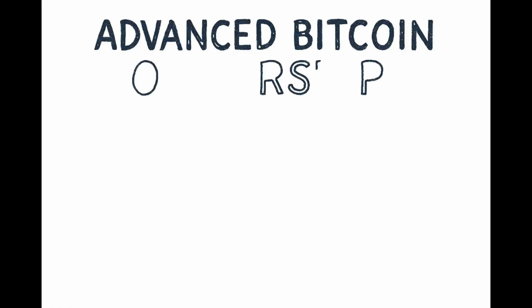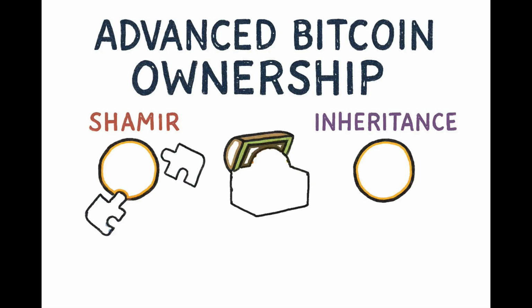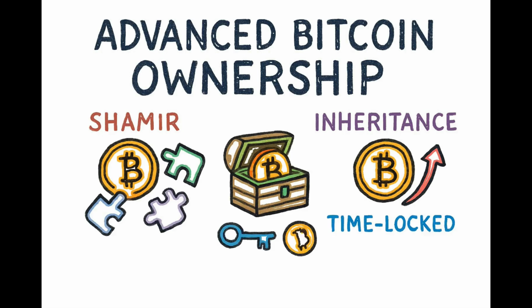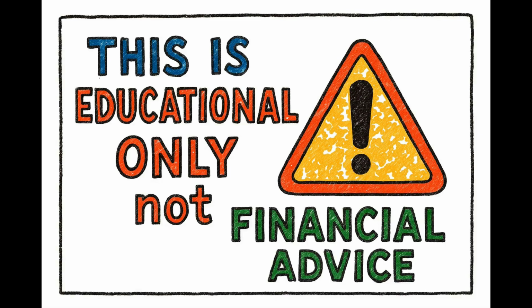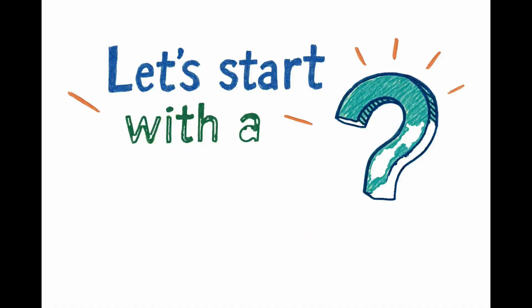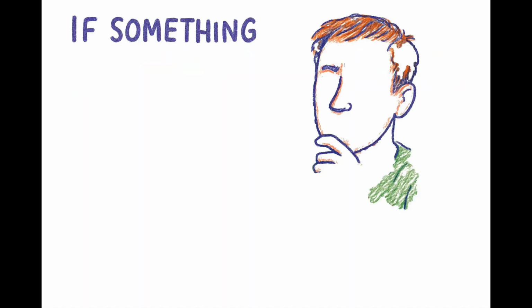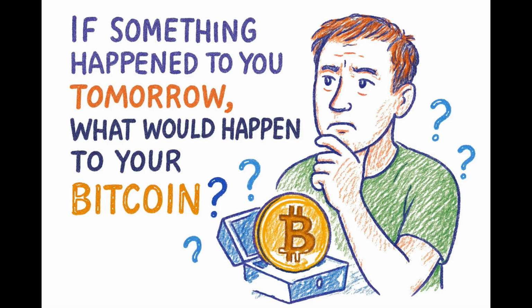Today, we're breaking down advanced Bitcoin ownership, Shamir, Multisig, inheritance, and time-locked scripts. This is educational only, not financial advice. Let's go. Let's start with a simple question. If something happened to you tomorrow, what would happen to your Bitcoin?